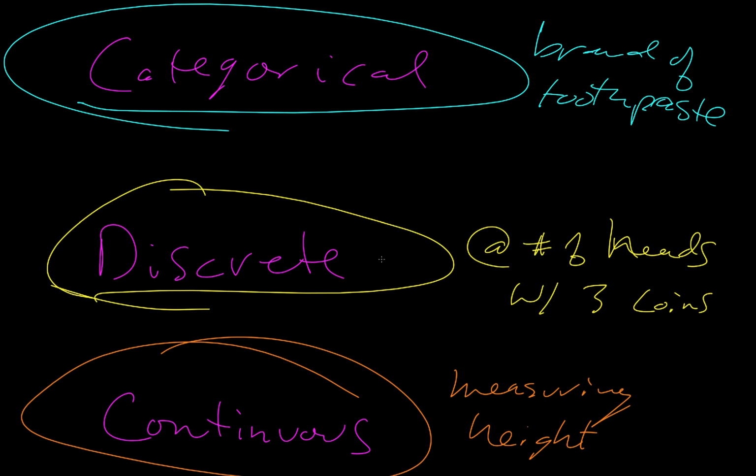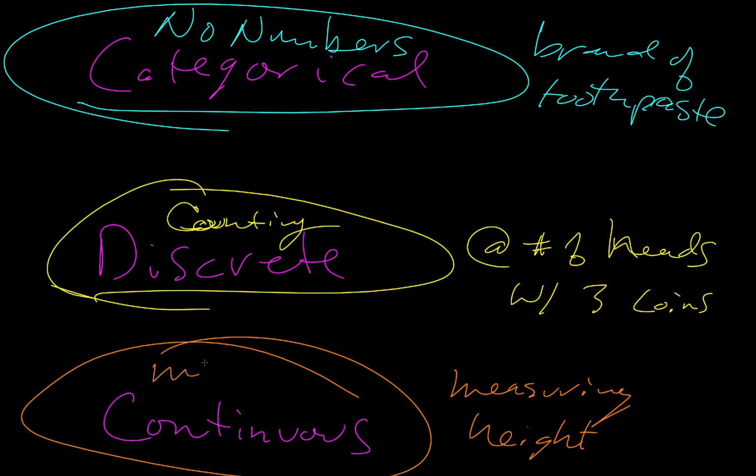So once again, discrete is almost always related to counting. Categorical is no numbers. And then continuous is going to be measurement. All right, that's the gist of that.